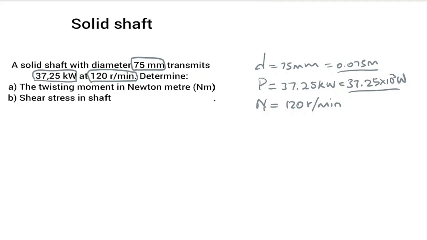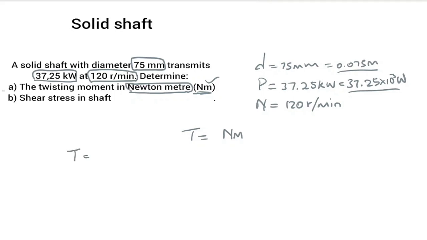Then here they say you must calculate the twisting moment in Newton meters. When they are talking about the Newton meter unit, you must know that they are talking about the torque. It is the torque that is measured in this unit. So here in question number 1, we are required to find the torque. To find the torque, you know that we have the formula for torque.